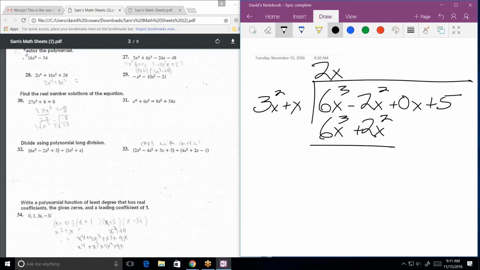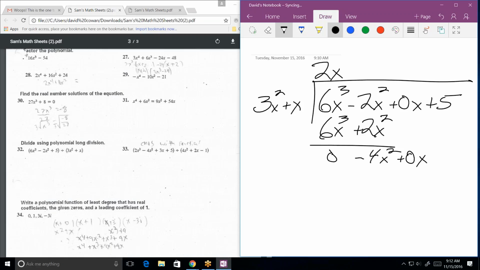In other words, you divide the first term into the first term, and then you multiply your quotient times both terms, and then subtract. Well, when I subtract that, that goes to 0. When I subtract this, I got minus 2x squared. Minus 2x squared gives you minus 4x squared. Bring down the next term. Stir and repeat.